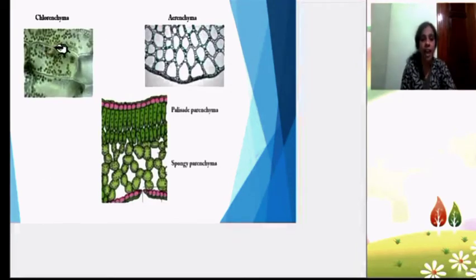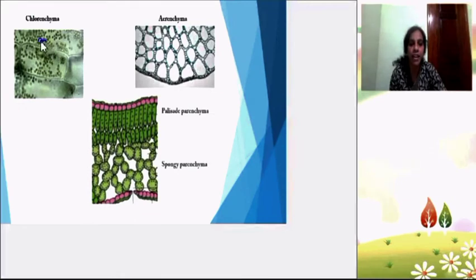There are different types of parenchyma cells. When the parenchyma cells contain chloroplast, the green pigments, these parenchyma cells are called chlorenchyma. When the parenchyma cells are arranged with large intercellular spaces, these parenchyma cells will be called aerenchyma.